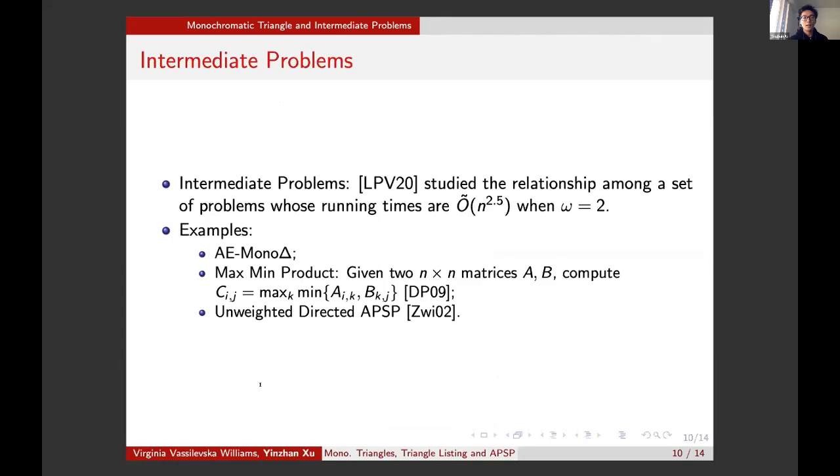Examples include the all-edges monochromatic triangle problem we are studying, and the max-min product problem, where we are given two n by n matrices A and B, and we need to compute a matrix C, where C_ij is defined as the maximum over all possible values of k of the minimum of A_ik and B_kj. The current best algorithm for max-min product also runs in n^((3+omega)/2) time, given by Duan and Pettie. Another example is the unweighted directed APSP problem, whose current best algorithm is Zwick's algorithm.